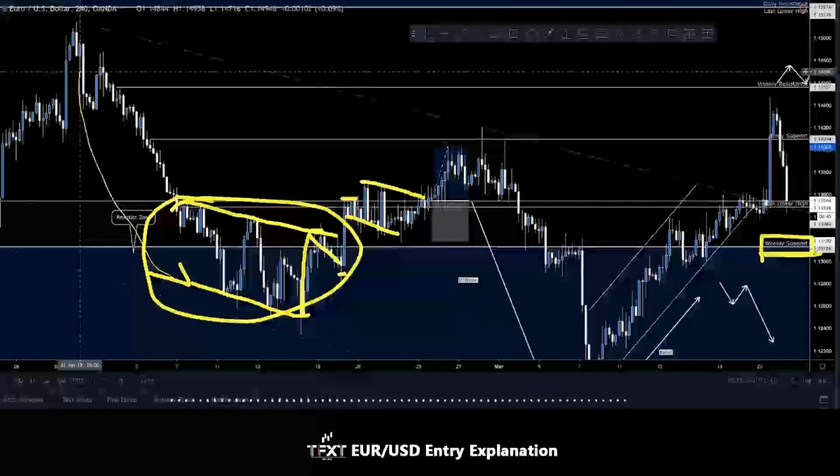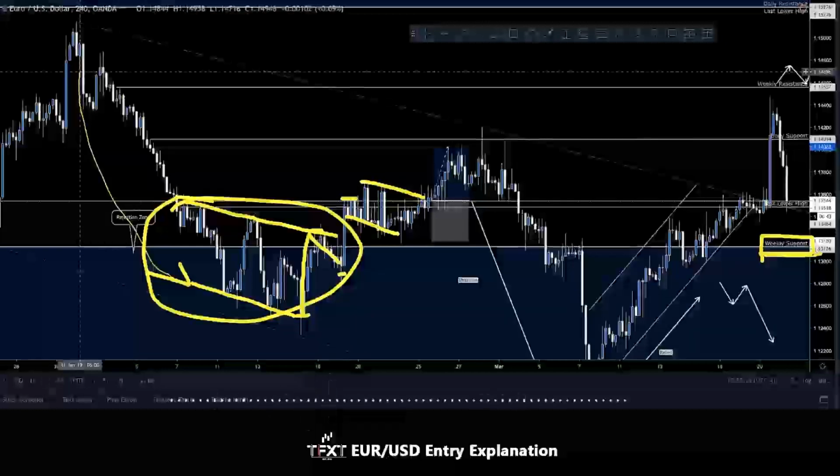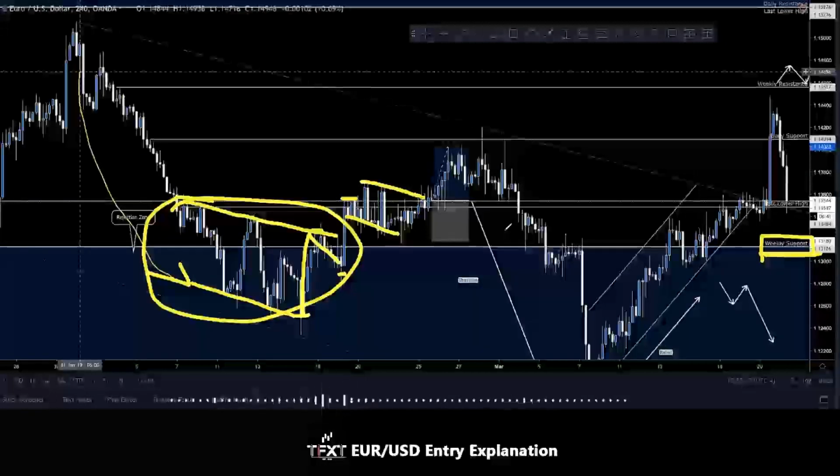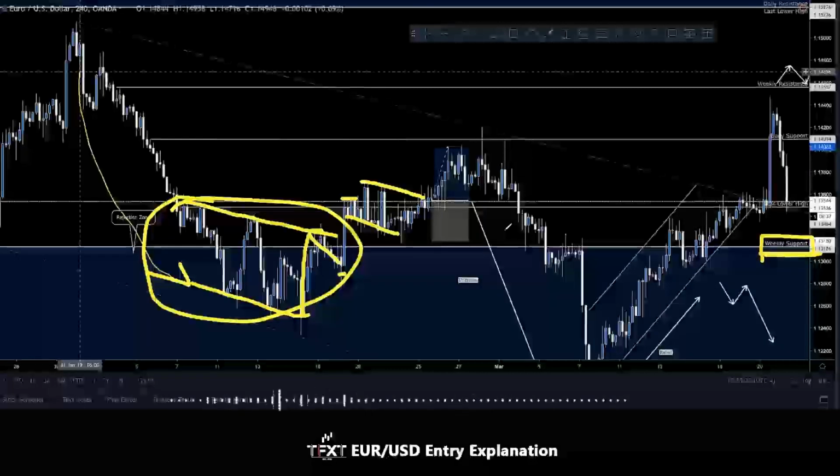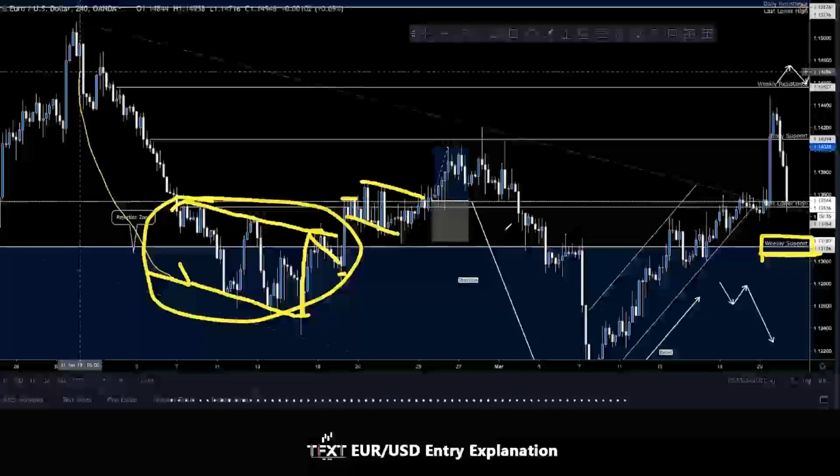I know a lot of Legends took this trade with me, and so shout out to you guys. With that, that's the reasons why we took the Euro US dollar. Hope you guys enjoyed that one. Let's get to the next one.